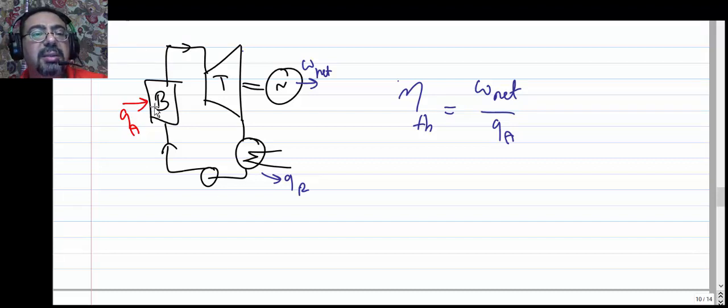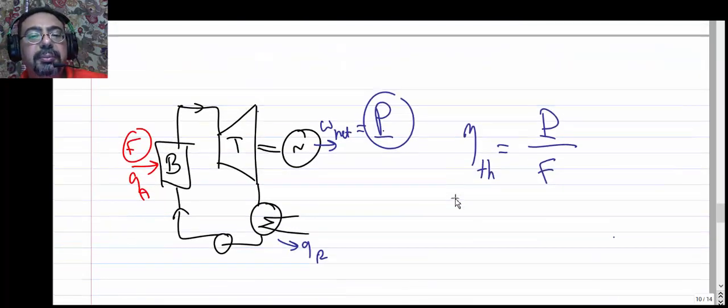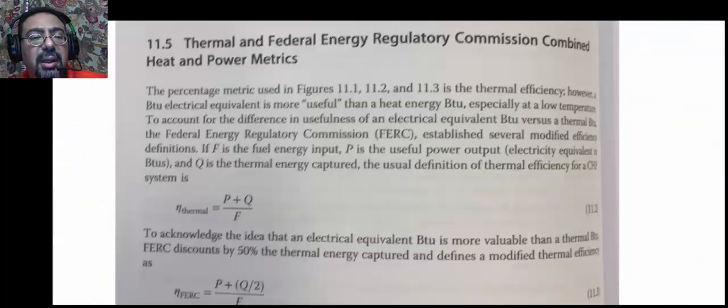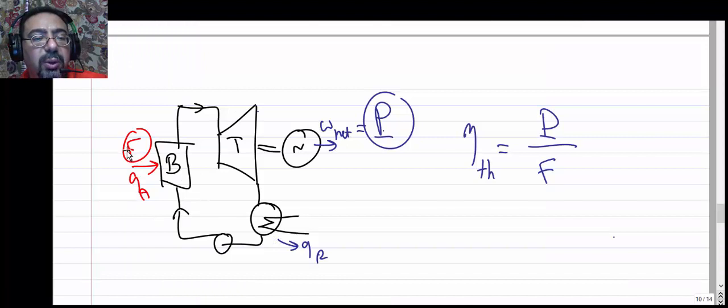If I said calculate the thermal efficiency of this cycle, you would say the thermal efficiency is output over input. Output is the net work, which is work turbine minus work pump, divided by Q added. Okay, that's the thermal efficiency. Now in this chapter, he called the power, the work output, P, and he called the Q added F, right? So we call this F and we call this P. And I said, what is the thermal efficiency of this Rankine cycle?